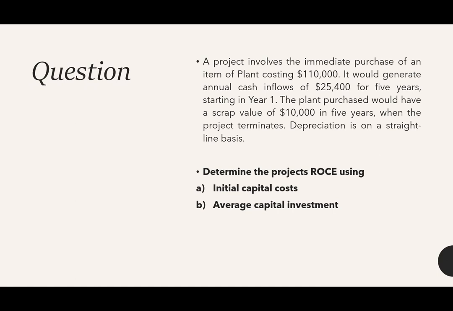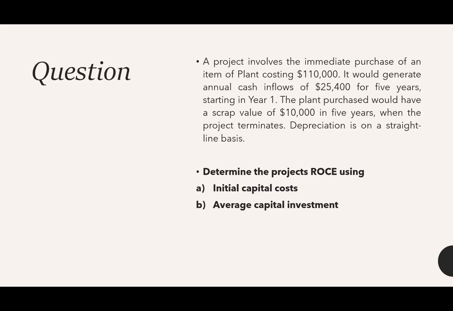Okay. So now before I move into the further calculation part, the requirement of the question says you have to determine the project's return on capital employed first using initial capital cost and then through the average capital investment, right? So now we do have the cash flows over here, which is 25,400. But what we need to do is convert it into profit. And for that purpose, I'm going to calculate the depreciation.